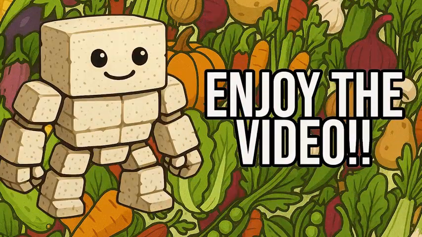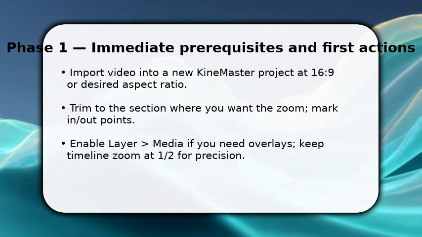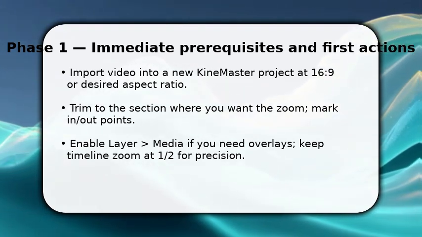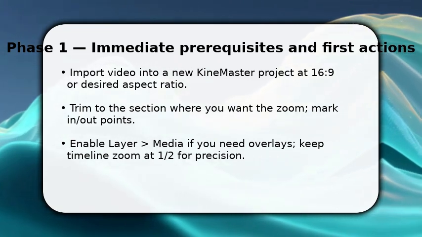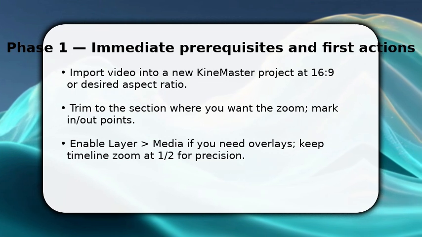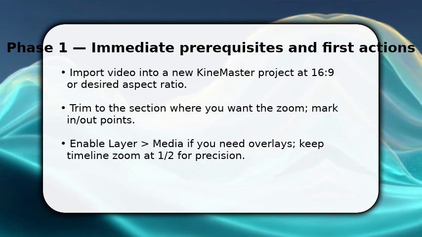Please enjoy the video. You start by importing the clip and placing it on the main timeline. This saves time later. Select the exact segment and trim so the zoom targets only the important moment. Once done, tap the clip to open the layer controls. Make sure you can see the scale and position settings.